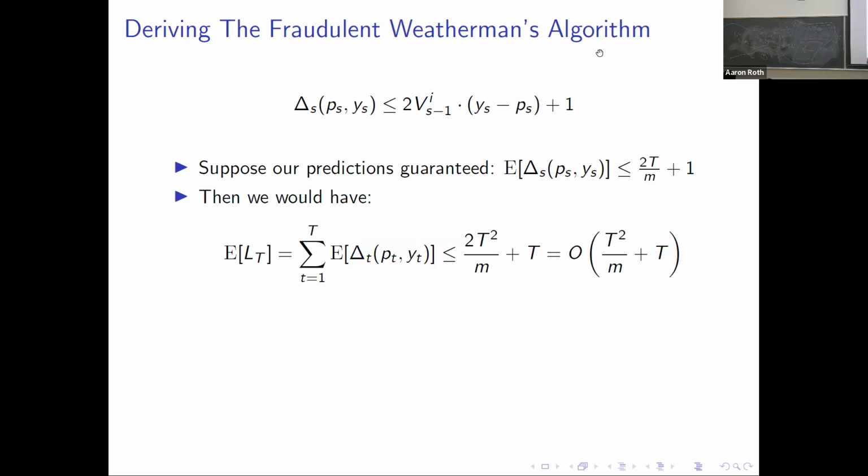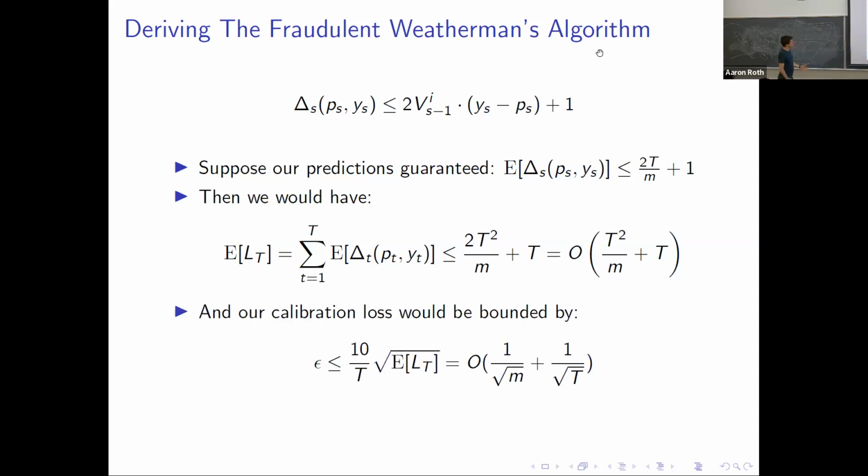Well, then our expected squared calibration loss would be just the sum over all of the rounds of the expected 1 round increase in our squared calibration loss. Well, there's t such rounds, and if at every round the expected increase is at most 2t over m plus 1, well, then the overall calibration loss will be at most t times this. So it'll be on the order of t squared over m plus t.